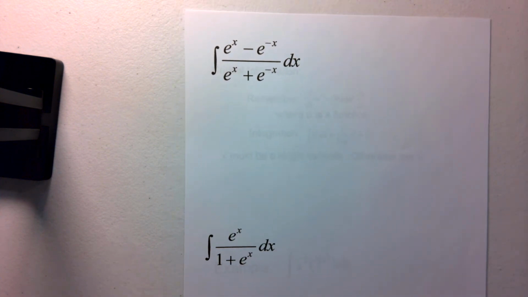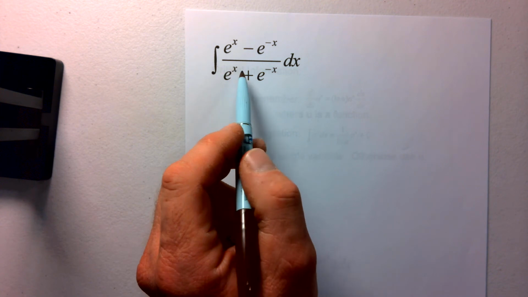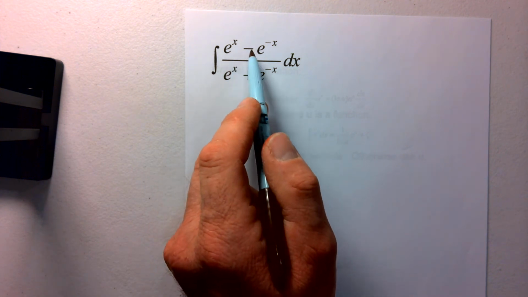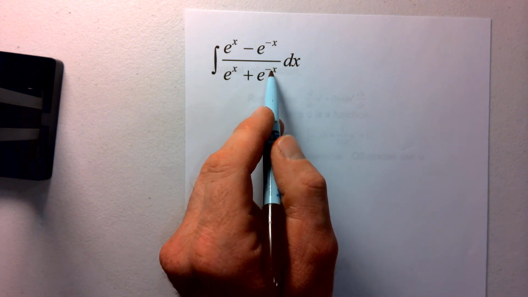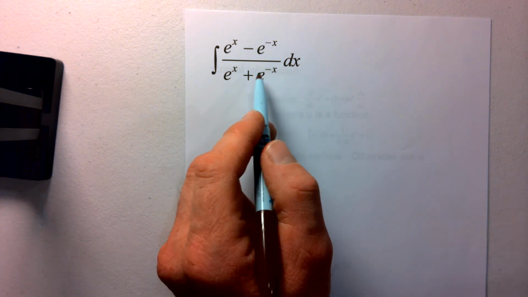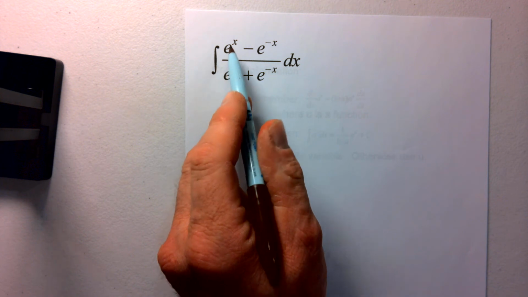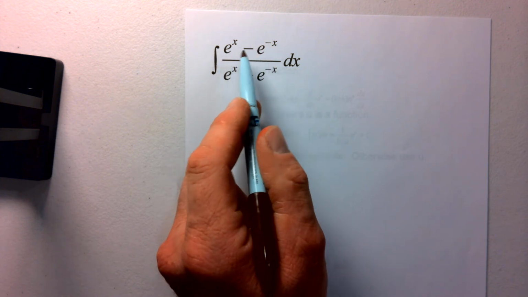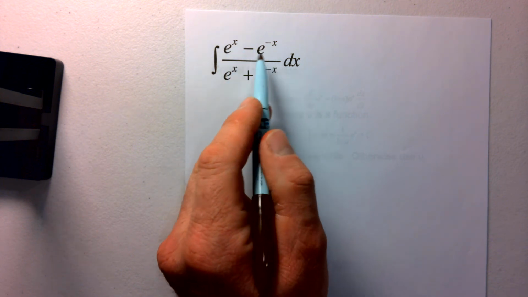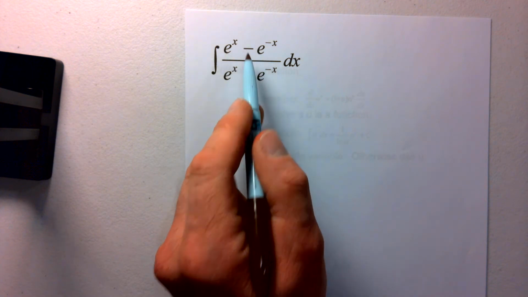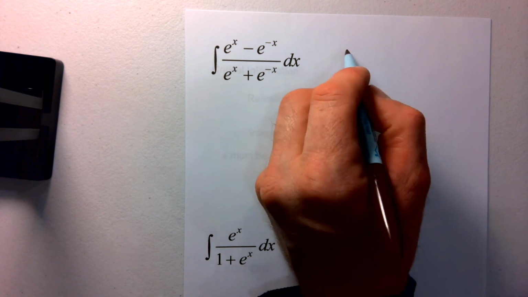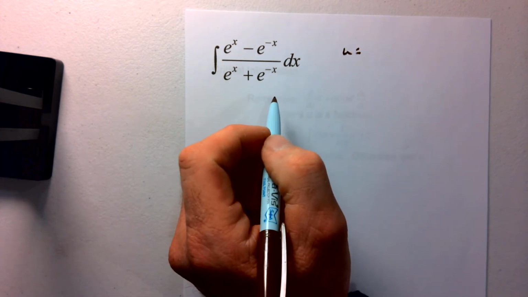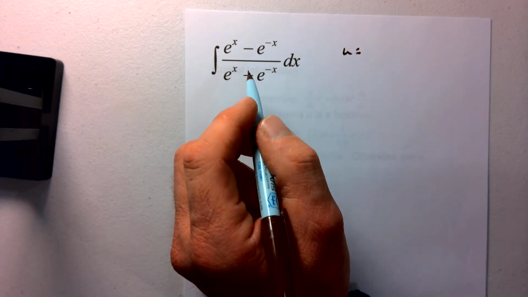So here, I just threw some ugly ones at you to start with, I guess. We have e to the x minus e to the negative x over e to the x plus e to the negative x. So where do I want my u and what is u? Notice I got multiple e's here. And we have a numerator that's 2 terms with a minus sign there, and we have a denominator that has 2 terms. So in this case, I'm going to let my u be the more complicated part.